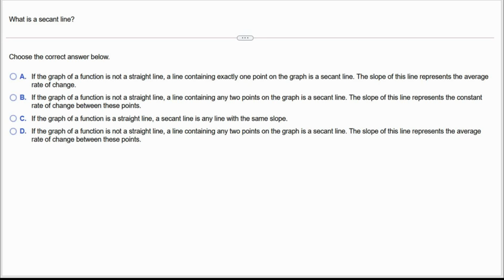A line containing any 2 points on the graph. Right. So a secant line is a line that crosses the graph at exactly 2 points. Right? What's the line called that touches or crosses the graph at 1 point? What's that? Tangent line. Did I not talk about that earlier this morning?